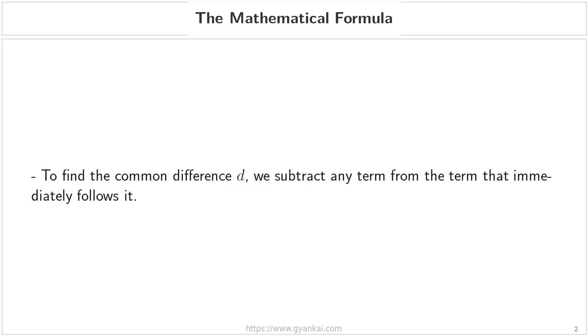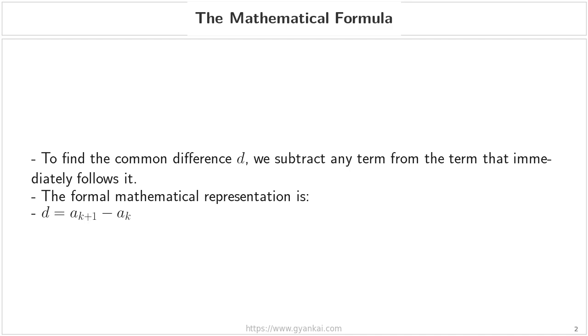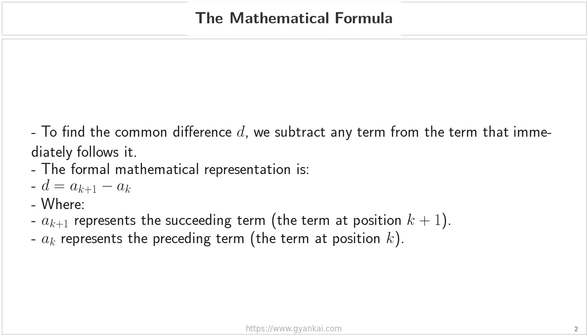The mathematical formula. To find the common difference, denoted by the letter d, we don't just pick any two numbers. We specifically subtract any term from the term that immediately follows it. If you look at the center of the slide, you'll see the formal mathematical representation of this rule. It is written as d equals a sub k plus 1 minus a sub k. Now, don't let those subscripts intimidate you. Let's break down what they actually mean.